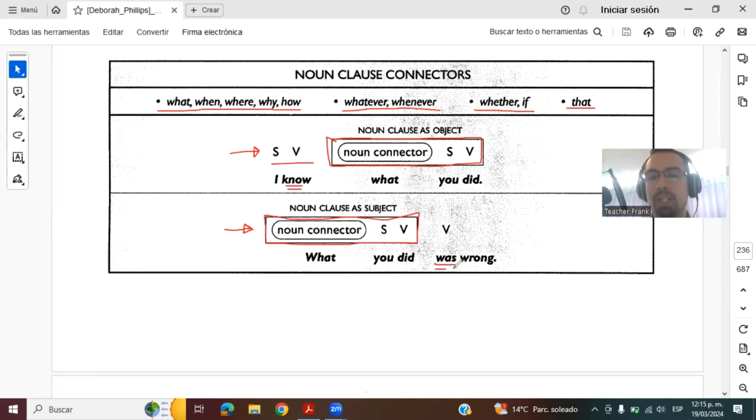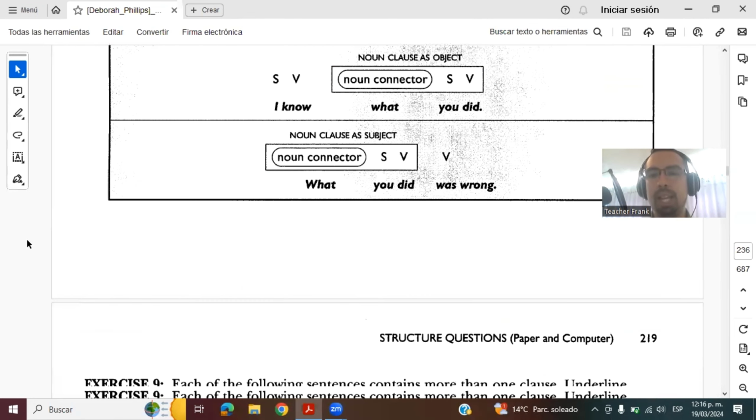Remember that it can be summarized into it. I know it, right? And it was wrong, right? If you can do this, then it's correct, right? So this could be like a little tip that you can use. Okay, so now we're going to go with the exercise.